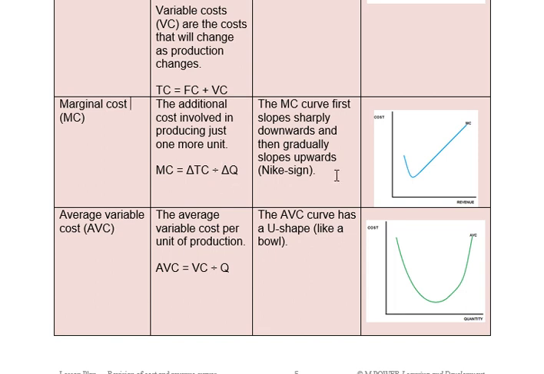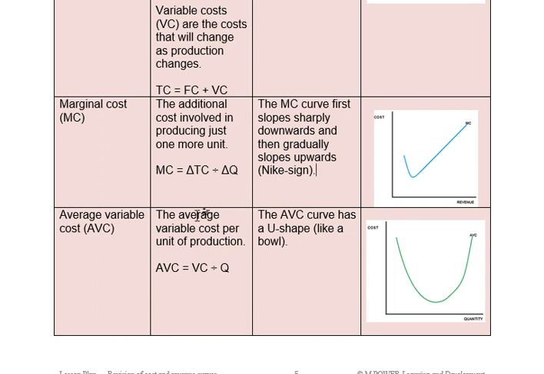The shape of the marginal cost curve: initially you will see it decreases, it reaches a minimum, and after that, where the law of diminishing returns kicks in, that is where your marginal cost will increase. So your marginal cost always looks like a tick or the Nike swoosh. Marginal cost is your Nike swoosh.